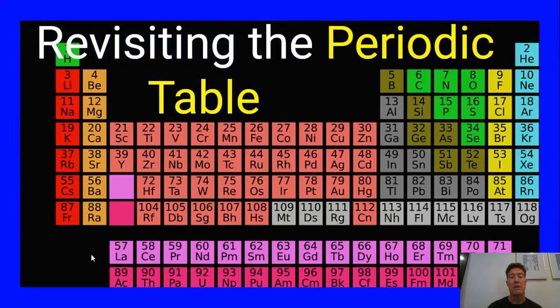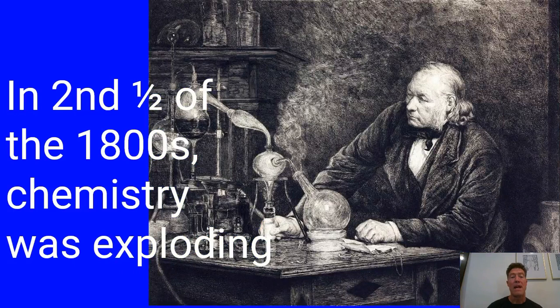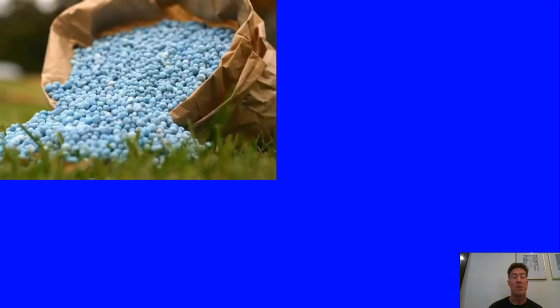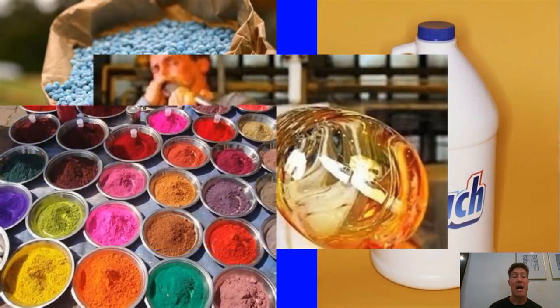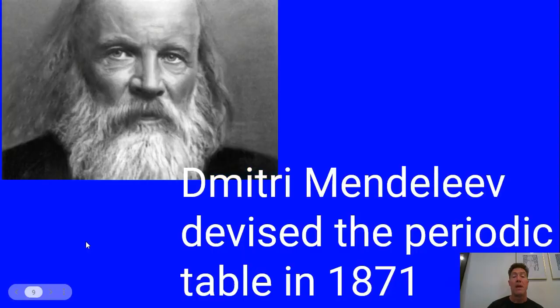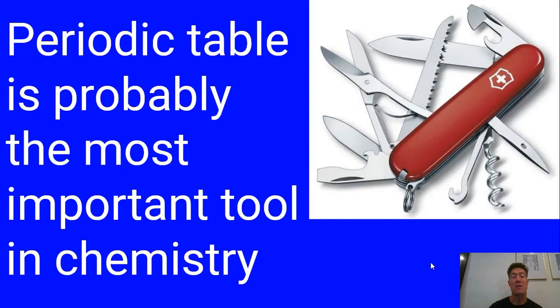So let's talk about the periodic table again. In the last half of the 1800s, interest in chemistry was exploding. Chemical production was exploding. Things like fertilizers were being built, and bleaches, and glass blowing, and dyes, and soap making. And to help organize all of these new discoveries and the properties of these elements, the Russian chemist Dimitri Mendeleev devised the periodic table in 1871, and this was a monumental achievement. The periodic table is possibly the most important tool in all of chemistry.